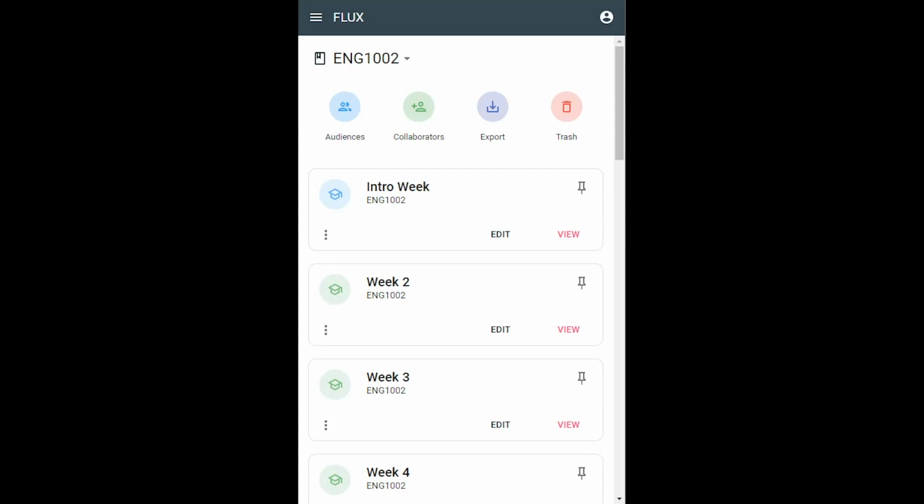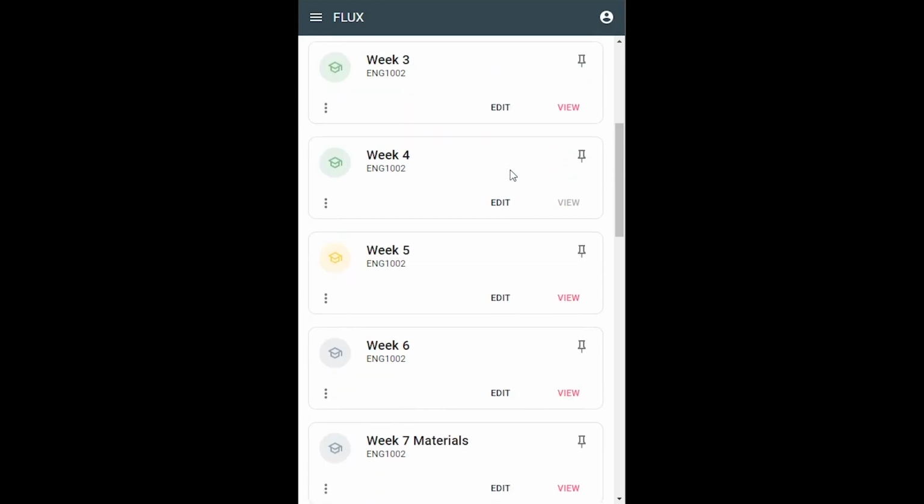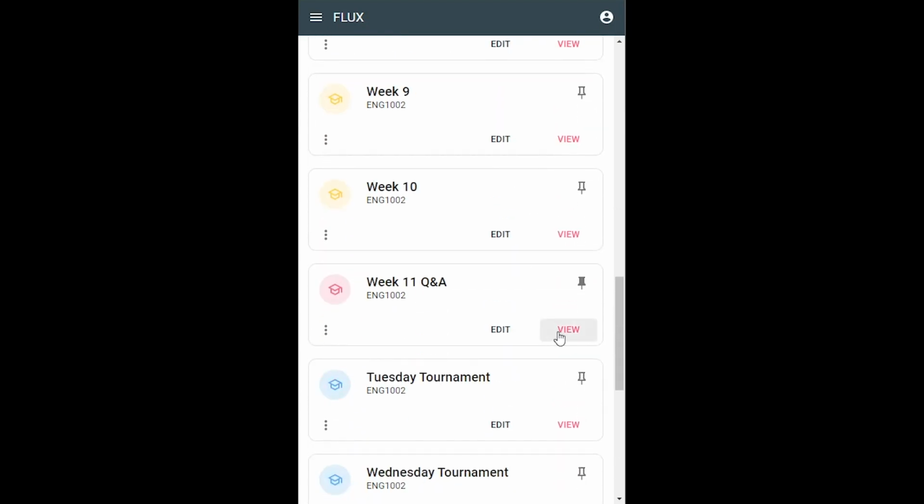So here is some of the content in Flux from the lecturer's point of view. I would be using this on my phone during the lectures. An example of this in action is this week in the week 11 session, we had a question and answer. We asked students to ask their questions of the presenter as well as the three of us staff, because we were presenting about different types of engineering. So we got them to ask us questions during the live stream.